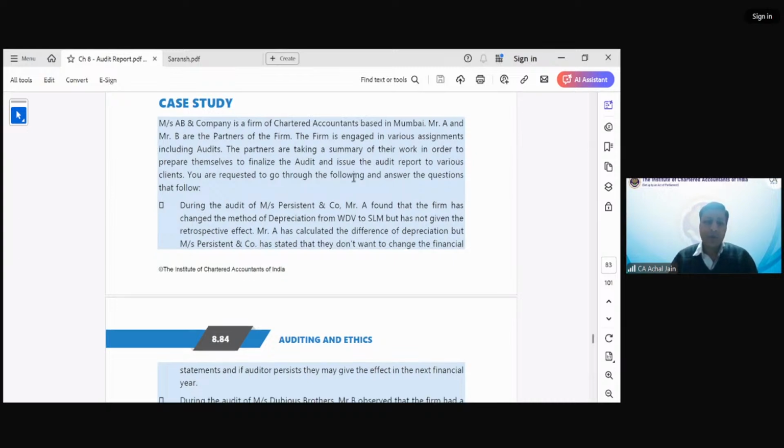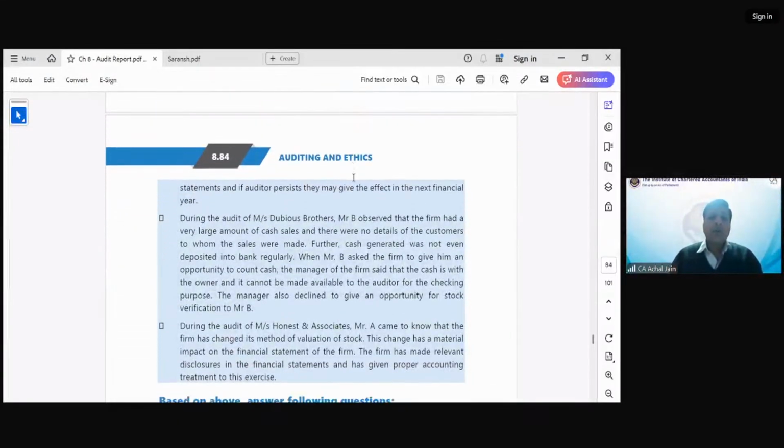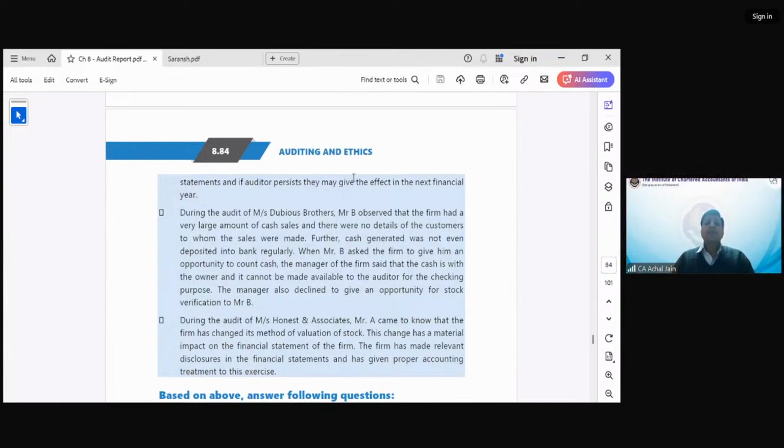Good. Okay. Further, during the audit of Messrs. Dubious Brothers, so this is another client, B observed that the firm had a very large amount of cash sales. The sales was quite significant, and there were no details of the customers to whom those sales were made. So cash sales means cash was generated, and the details of customers to whom those sales have been made are not available.